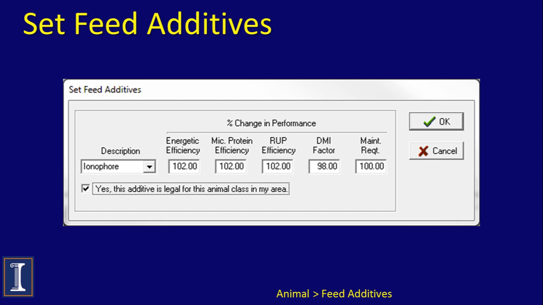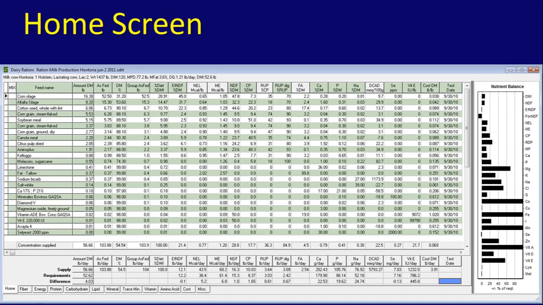You can see if you check that, and then you have to put the yes block on the bottom, you're going to gain an efficiency of energetic efficiency, and also you're going to drop dry matter intake. The net effect, it doesn't change the amount of energy, but it will decrease the amount of dry matter, which will impact feed cost and also result in a better utilization by the animal. So remember, if you do this, you've got to check the yes box before you check OK, otherwise it will not have an impact.